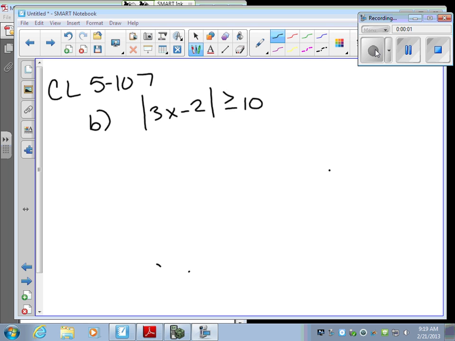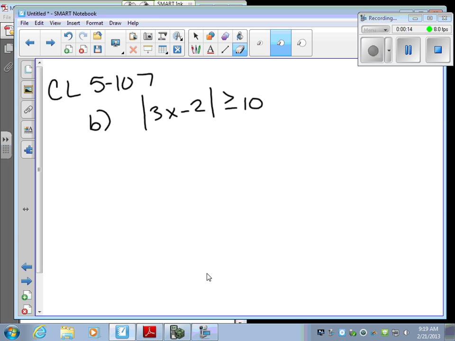All right, enclosure problem 5107, which is on the review packet that I gave you for mid-quarter 3 test number 5. B is asking you to solve this inequality and also graph it. And whenever there's an absolute value involved, it's a little trickier. So let's first think about absolute values.